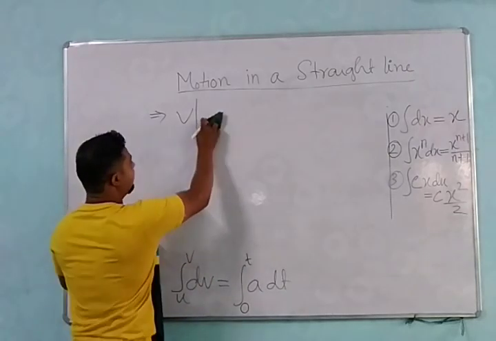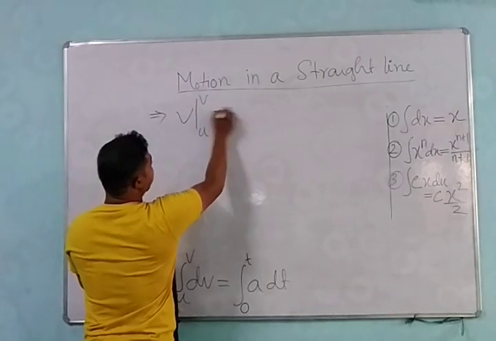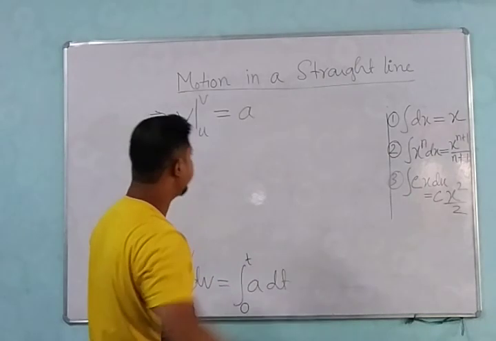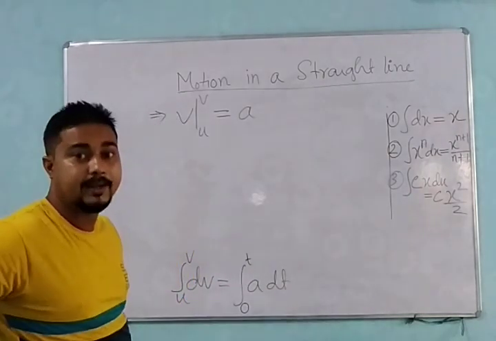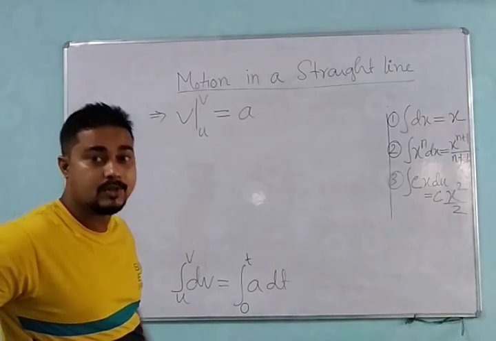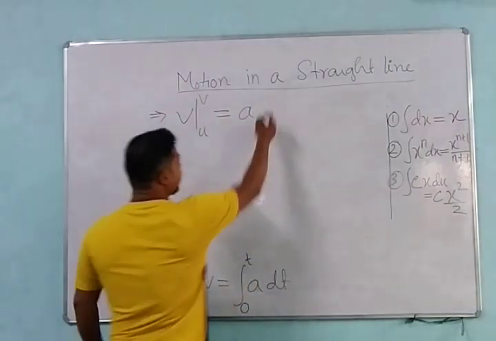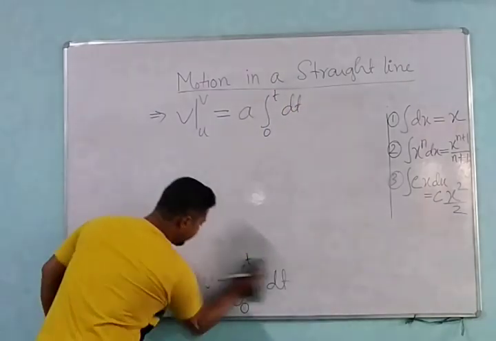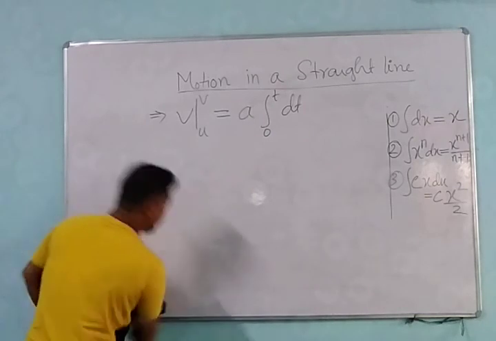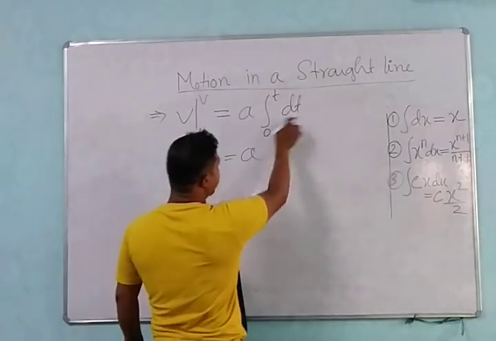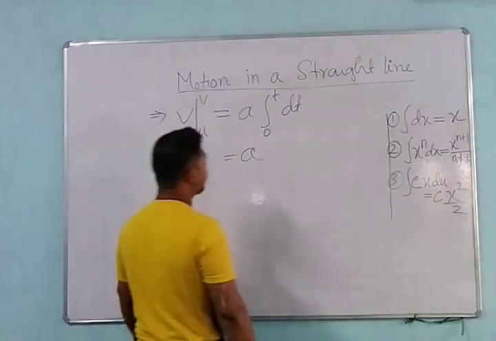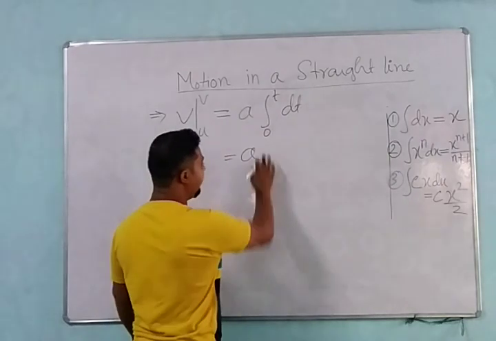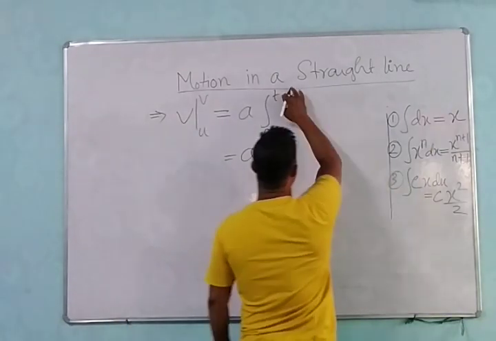is from u to v, is equal to... if the value of a remains same here, then we can take a as a constant quantity. Taking it outside, then on one side we will have the integration from 0 to t of dt. The form of the integral of dt is also in the same format.